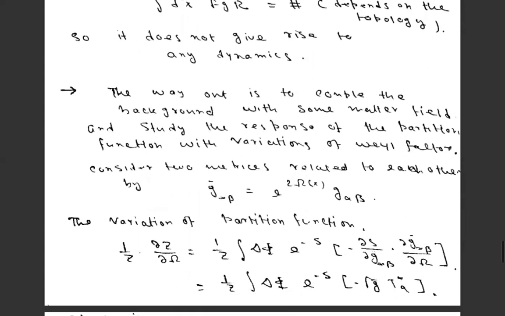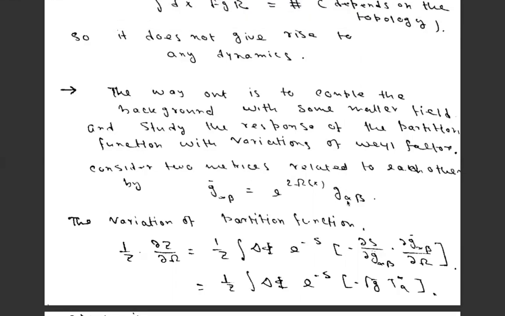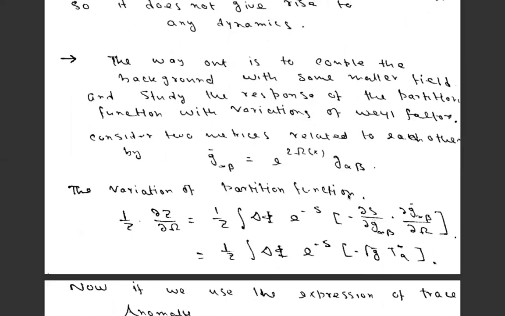So suppose we have two background metrics. One is g hat alpha beta, and the other is g alpha beta, which differ by this Weyl factor e to the power 2 omega of x, right? Now we can study the variation of the partition function infinitesimally, and then by integrating that, we can relate the two partition functions on two different manifolds that have the metrics g hat and g separately. If you vary the partition function, you will get 1 over Z times del Z over del omega. On the right hand side you get the variation of the action with respect to g hat, and the variation of the metric with respect to the Weyl factor.